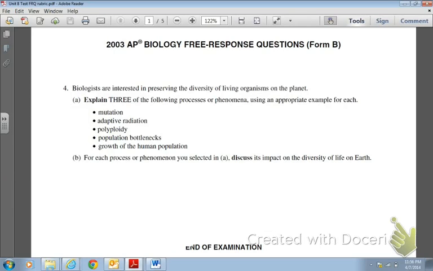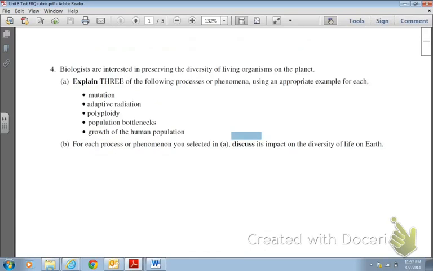I thought I could highlight. Maybe not. Okay, so right here, the word explain, 3 of them. I got something to say there. Explain. That means use a lot of sentences. Tell everything you know. 3. That means don't write about 4 of them. They're not going to grade the 4th one.